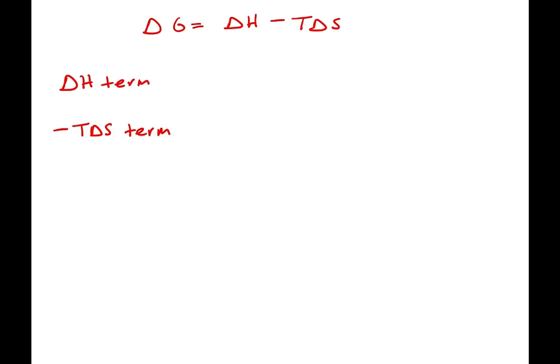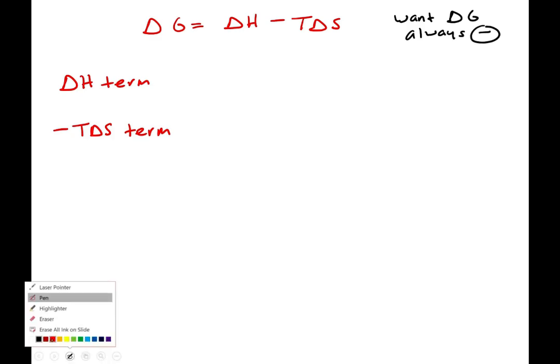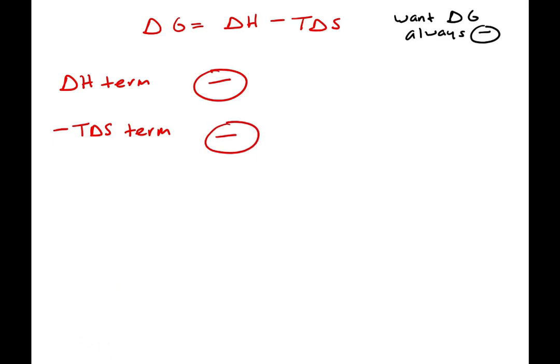Now, what we want is for the process to always be spontaneous. And so what we want is delta G to be always negative. In order for delta G to always be negative, both of these terms have to be negative. Delta H has to be negative, and the negative T delta S term has to be negative. Because if both terms are negative, then both terms will favor spontaneity, and the process will always be spontaneous at any temperature. Now, how are we going to achieve that?